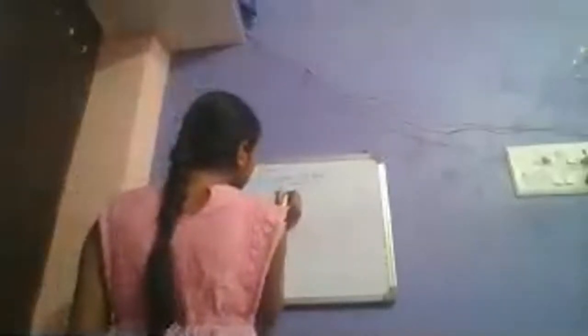So let us now move and start the chapter. First we will understand the heading of the chapter, sources of food, so that it can be easier for us to understand all the things in the chapter. Okay, so first, as you can see, it is sources. Sources means origin. It means where it comes from.